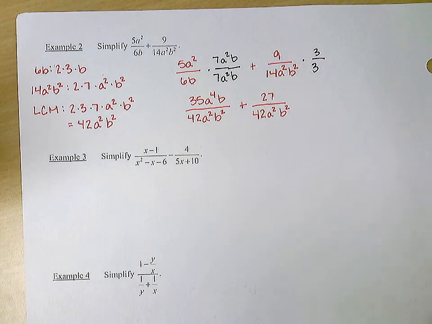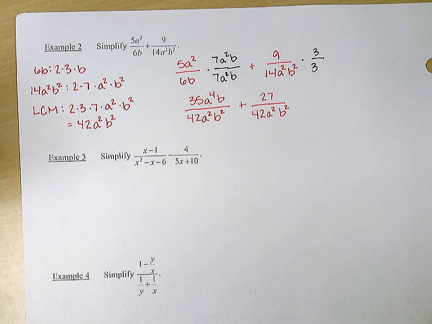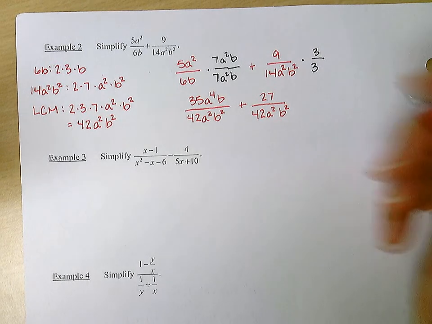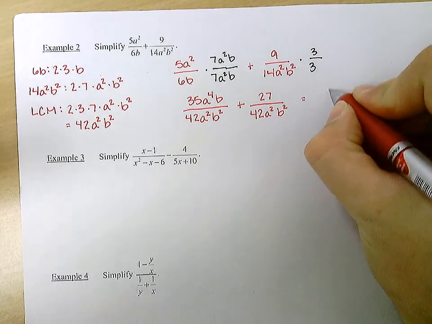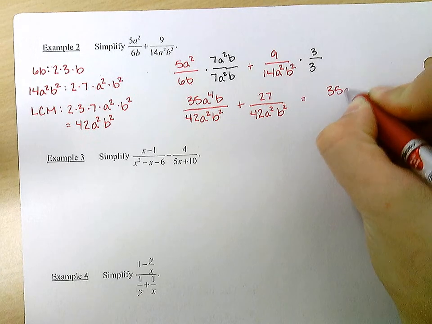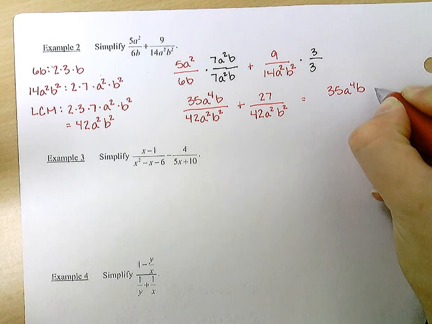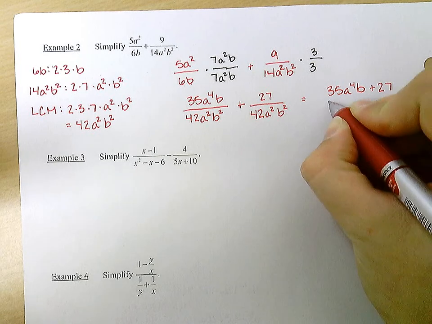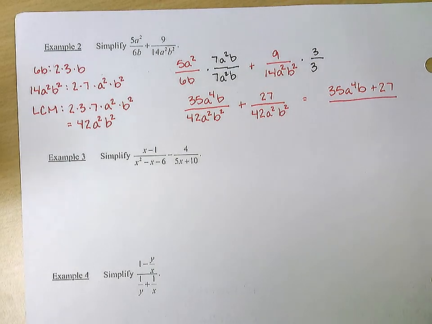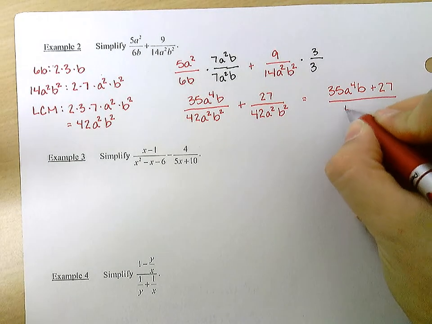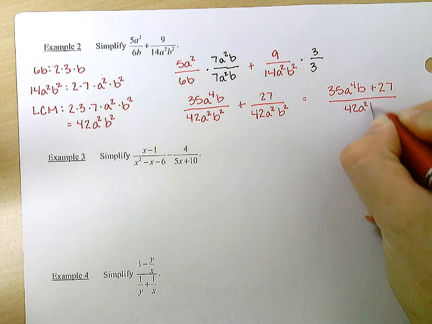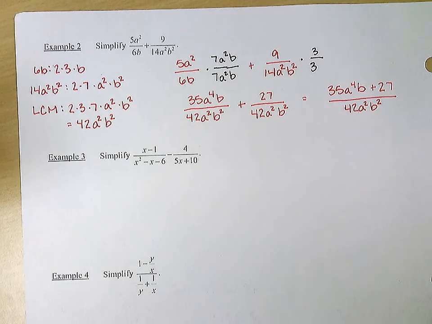Okay, now I got this common denominator so that I could combine my two fractions. So I can just rewrite this as 35a to the 4th b plus 27 all over that same denominator of 42a squared, b squared.